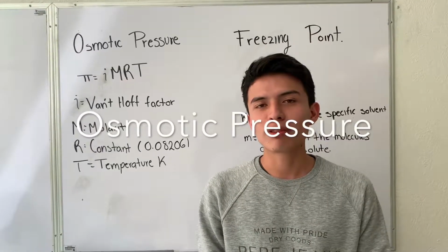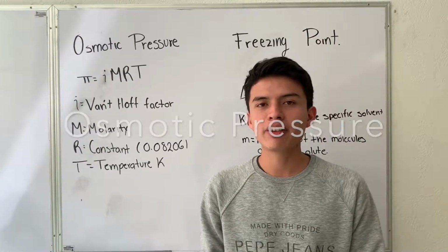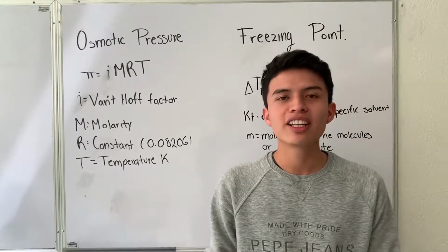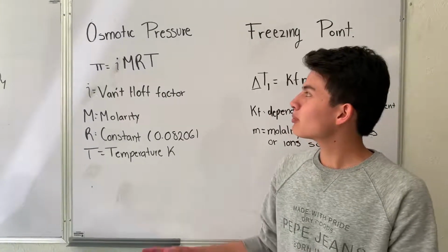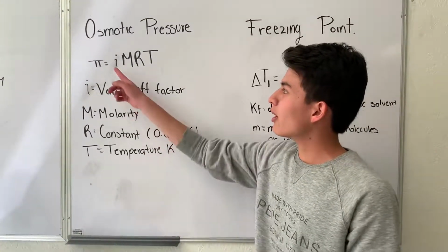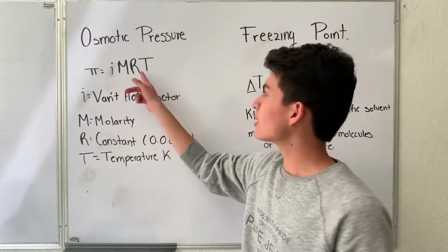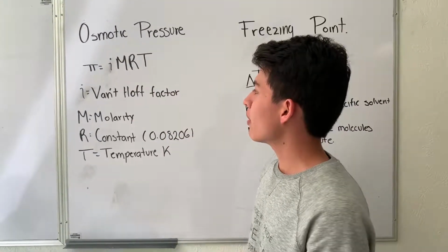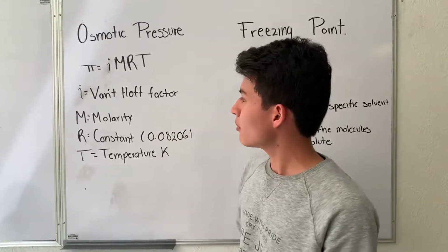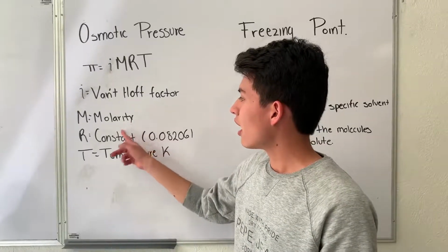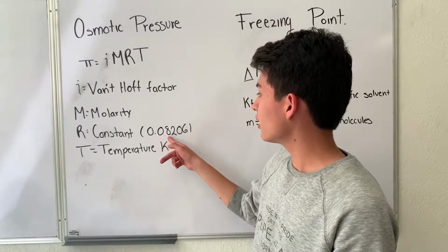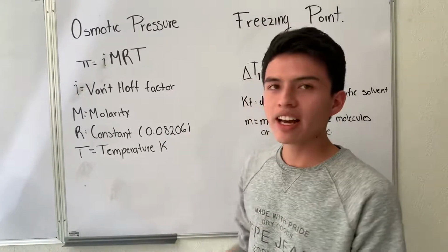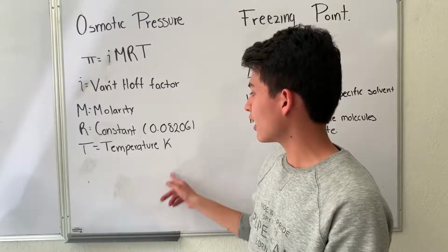Osmosis is the movement of water from an area of low concentration of solute to an area of higher concentration of solute. Osmotic pressure is given by the equation i times M times R times T, where i is the Van't Hoff factor, M the molarity, R the constant, which values 0.08206, and T the temperature in Kelvin.